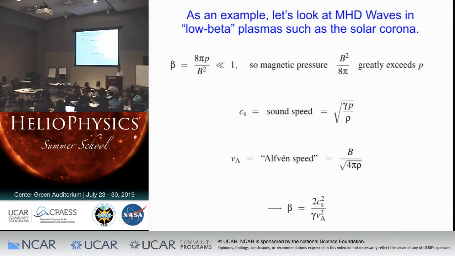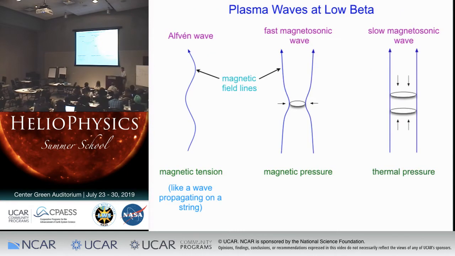All right, so at low beta, what are the waves? There are three, well, in adiabatic plasmas. There's a fourth, the entropy mode, which I can also talk to you about later, but it doesn't exist in, say, a uniform, constant entropy plasma. So three waves: the Alfvén wave, the fast magnetosonic wave, and the slow magnetosonic wave.